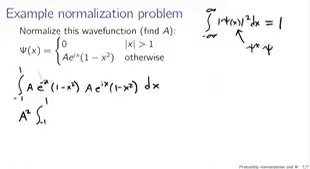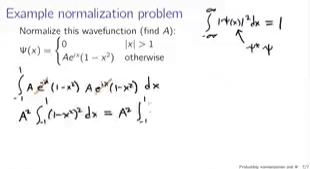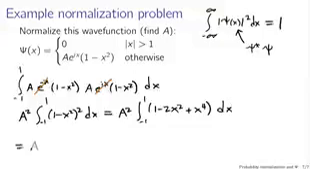You can see that also by looking at just the rules for multiplying exponentials like this. E to the minus ix times e to the plus ix is e to the minus ix plus ix, or e to the 0, which is 1. So I can cancel these out. And what I'm left with is 1 minus x squared, quantity squared, dx. Plugging through the algebra a little further, a squared, integral minus 1 to 1, of 1 minus 2x squared plus x to the 4th dx. You can do this integral: a squared times x minus 2/3 x cubed plus x to the 5th over 5.